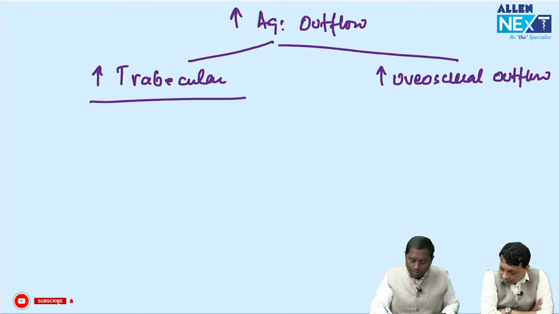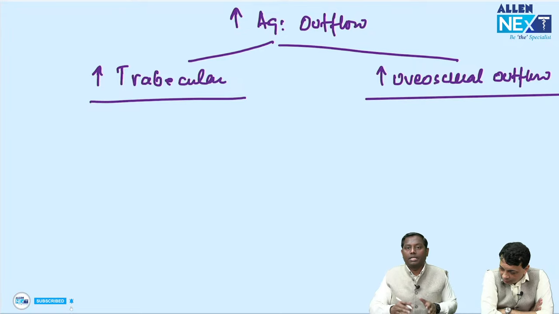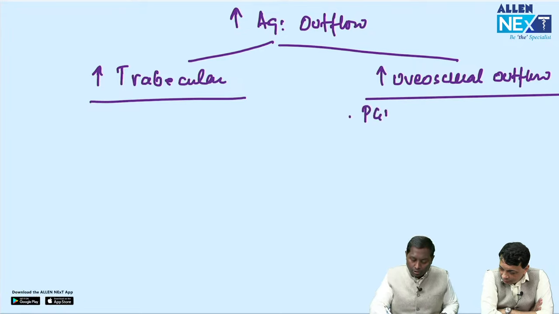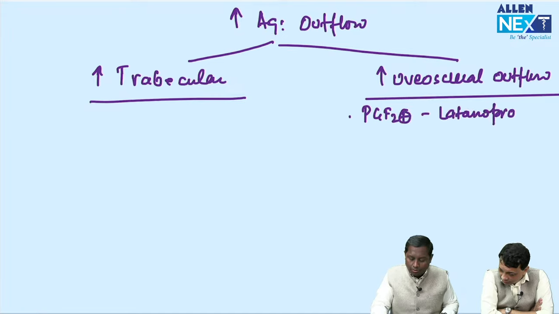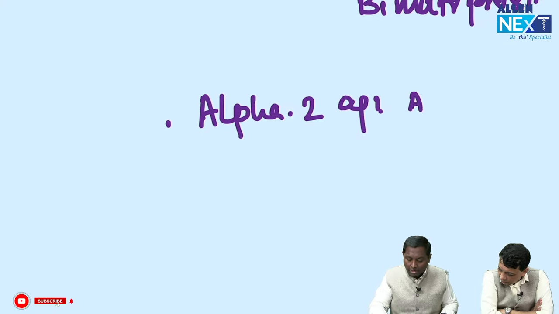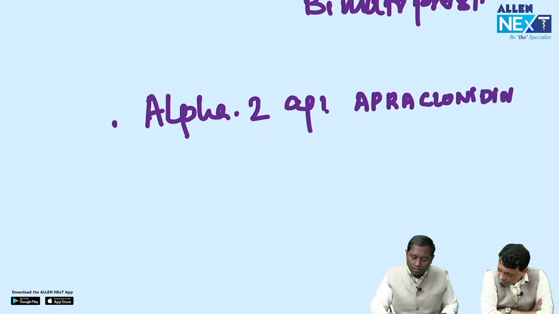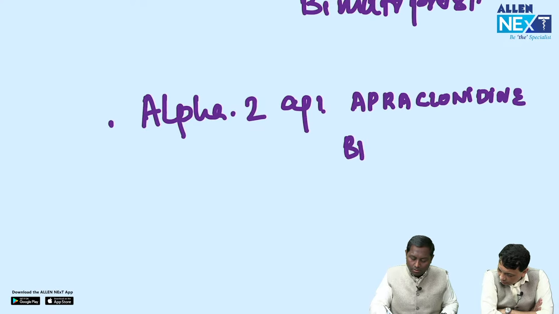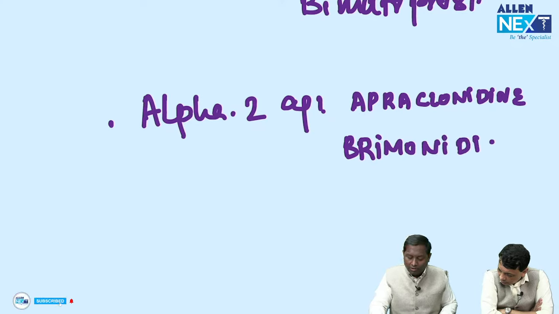So, the drug of choice we usually prefer will be the drug that is increasing the uveoscleral outflow, and that is going to be your PGF2 alpha analog: latanoprost, bimatoprost, travoprost, tafluprost, all of them. There is one more drug class, your alpha 2 agonists. The alpha 2 agonists that we have are apraclonidine and brimonidine. They are congeners of clonidine, brimonidine and apraclonidine. They are alpha 2 agonists.